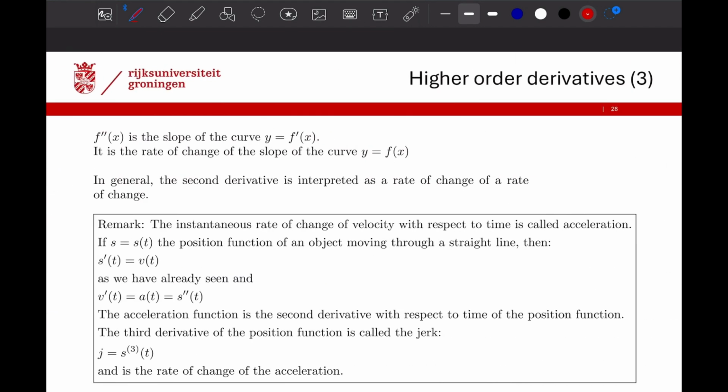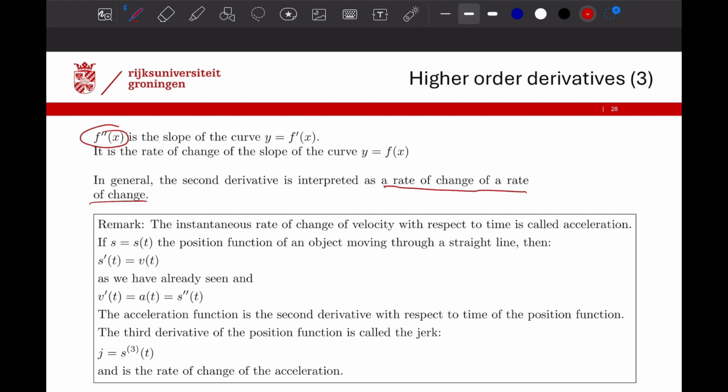So what about the interpretation of a second derivative? The second derivative of f is also the derivative of the first derivative of f, right? So if the first derivative was giving us information about the instantaneous rate of change of the function, we now have another function that gives us the rate of change of the slope. So it's the rate of change of a rate of change.